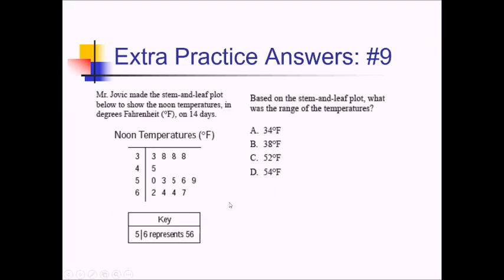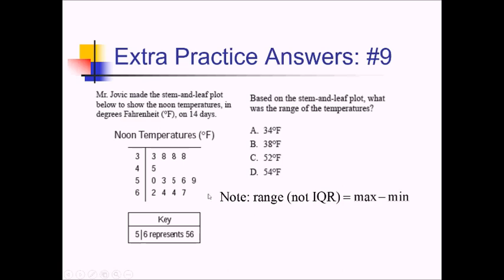For this multiple choice question, we have somebody making a stem and leaf plot showing noon temperatures over the course of 14 days, and we want to know the range of the temperatures based off this plot. So important to note on here that they're asking for range, not interquartile range. Interquartile range is the range of the middle 50% of the data. This just range here with no modifier, that's just the range of all the data. So that's going to be the highest minus the lowest value, or max minus min.